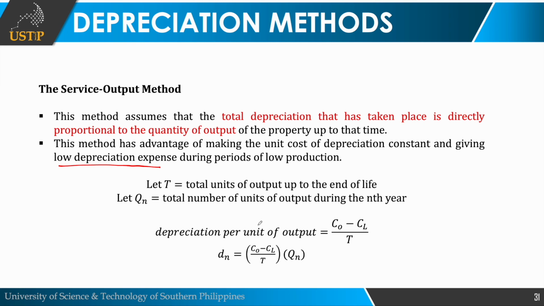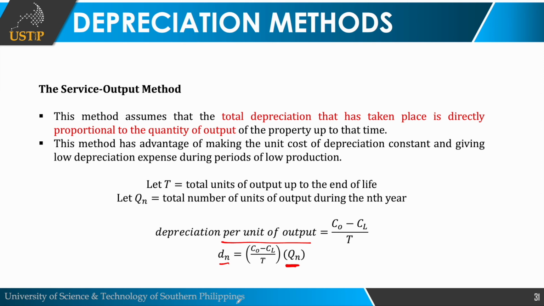We have this new notation: T is the total units of output up to the end of life, and Q of N is the total number of units of output during the nth year. It may be small this year, and next year it may be very large, so it depends. The depreciation per unit of output is given by your original cost minus the salvage value over T, the total units it can produce. Then your D sub N is that per-unit depreciation times your total number of units of output during that nth year.